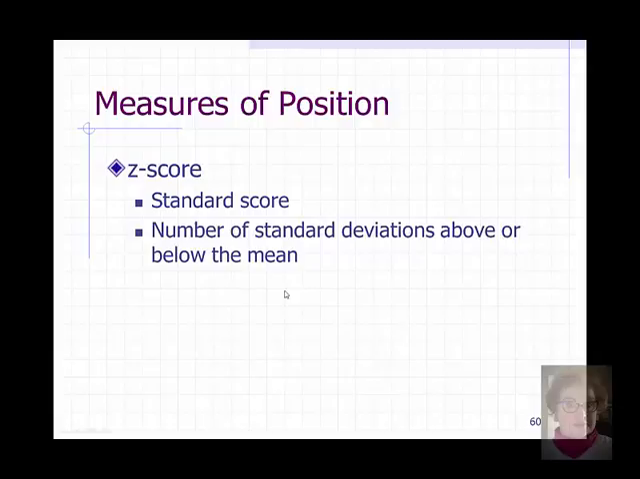So a z-score is what statisticians call a standard score. And what that means is we change the scores from a raw score to a standardized score. And in that standardized score, we really are just talking about the number of standard deviations above or below the mean. This is a way we can compare things that have large standard deviations to things that have small standard deviations and be able to tell if they are unusual in their distribution.